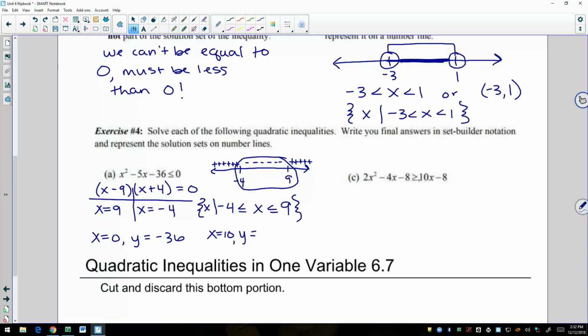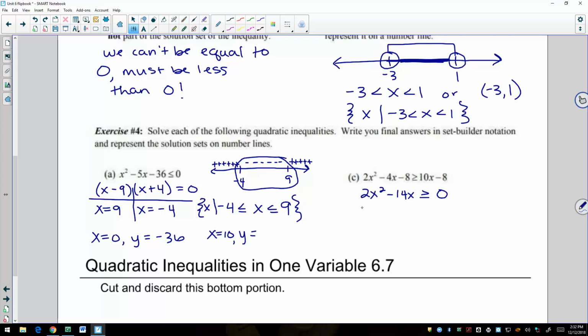All right, last one. Before you can start this one, you do have to get it equal to 0. So subtract the 10x over, add the 8 over. So this is going to be 2x squared. If I have negative 4x and I subtract 10x over, that's negative 14x. And then if I have negative 8 and I add 8 over, that's 0. That's gone. I want to know what x's make the left side bigger than or equal to 0.